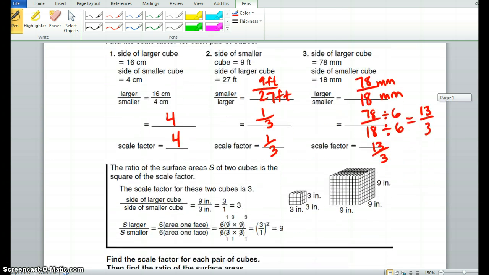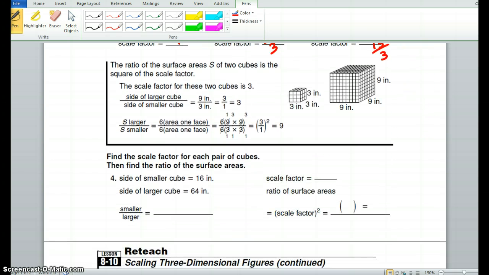So that's how you find scale factor, which is part of our mission, but really we want to see the effects that these scale factor ratios have on the area and volume of certain figures. So again, we will start the problem the same that we've been doing and that is by finding the scale factor. So we want to put smaller over larger, which in example 4 is going to be 16 over 64. And we can factor out 16 from both the top and bottom. And that will give me an answer of 1 over 4. So our scale factor in this case is 1/4.